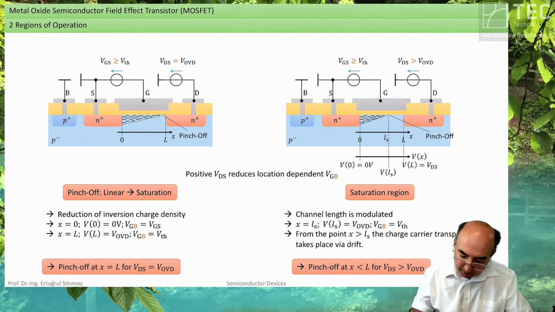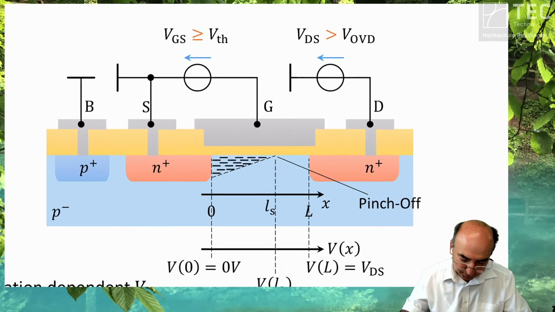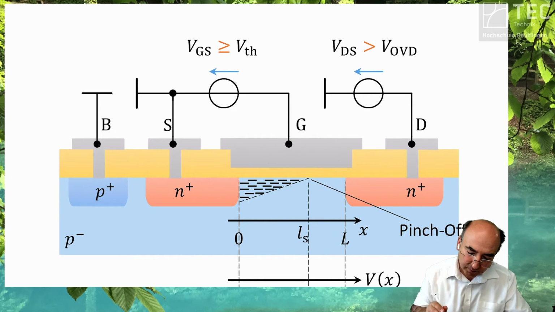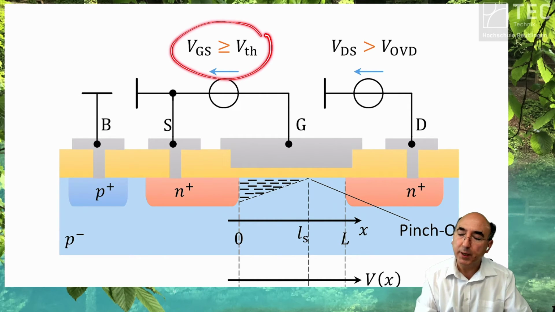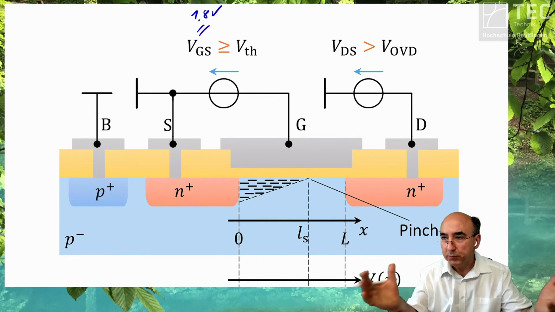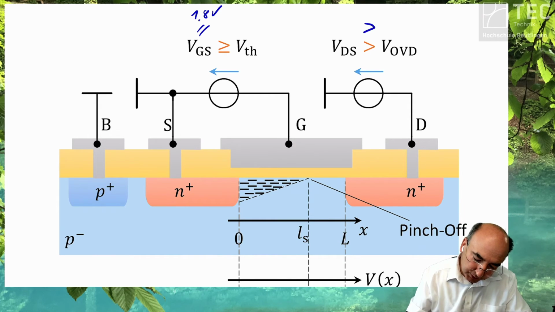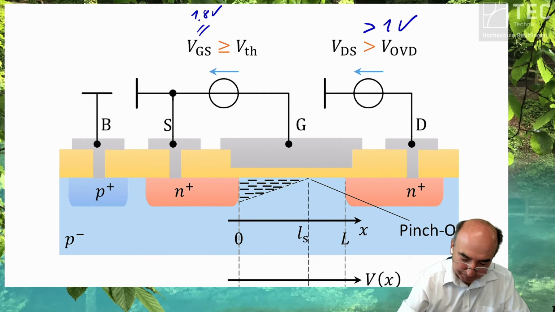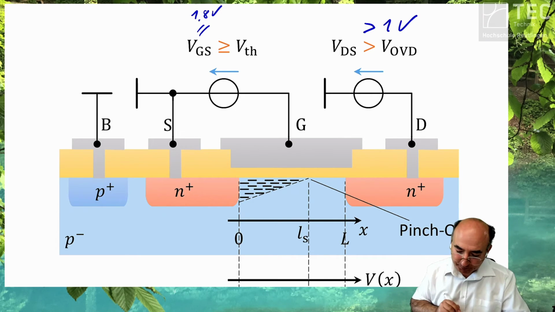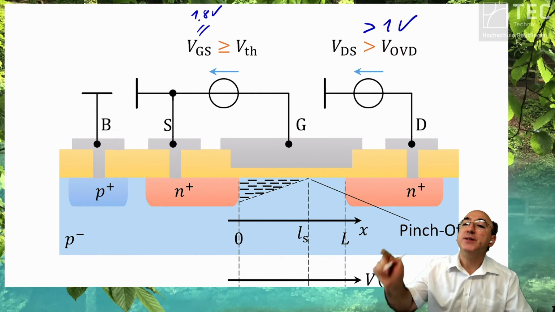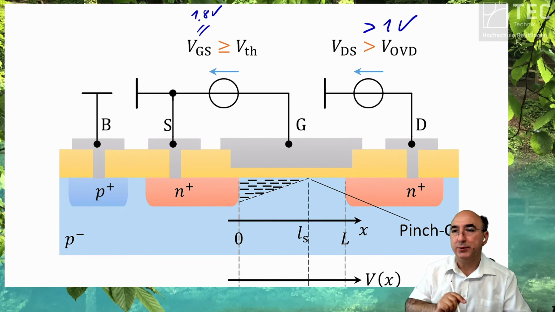Okay, now let's go to the saturation region itself. First, physically. What does saturation region mean? It means nothing different for the gate. As usual, you apply 1.8 volt. And now the drain source voltage is larger than 1 volt. Okay, if the drain source voltage is larger than 1 volt, then the gate drain voltage is lower than the threshold voltage. Yeah, sure.